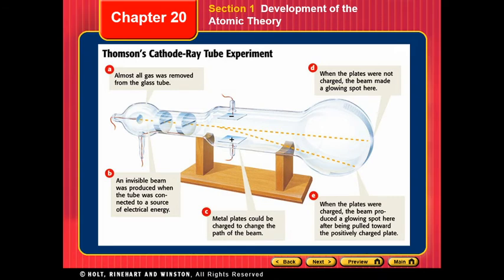In the cathode ray tube, almost all gas was removed from the glass, so it formed a vacuum here. And then an invisible beam was produced when the tube was connected to a source of electrical energy. If you look at this, there are metal plates here that can be charged positive and negative. So when the plates were charged, the beam produced a glowing spot here.